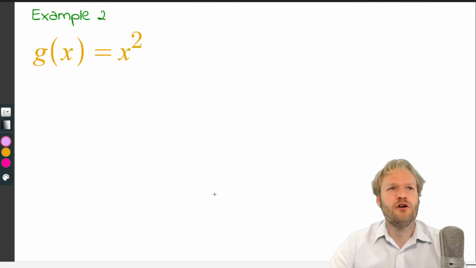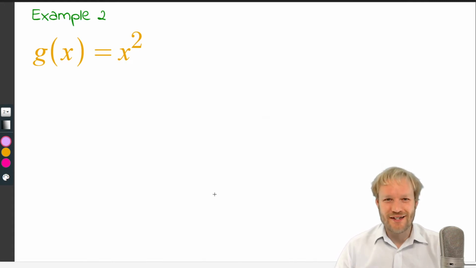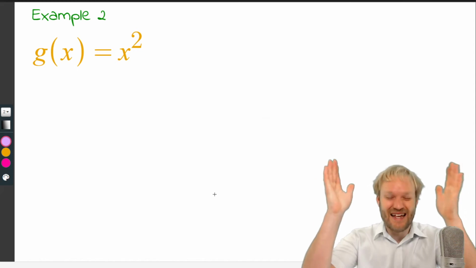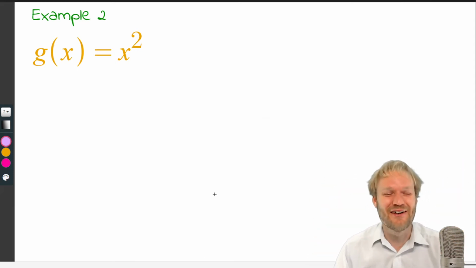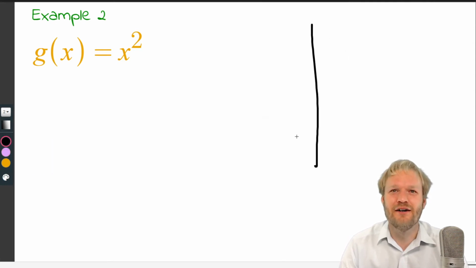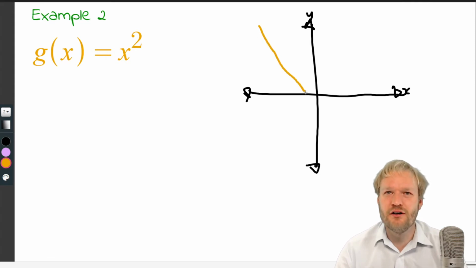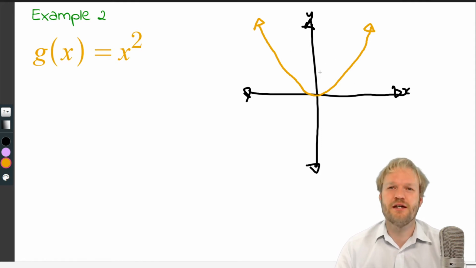Cool. Example 2. g of x equals x squared. What type of function is this? And then, of course, is it a happy or sad parabola? Okay, it's a happy one, right? So this is kind of our most basic parabola in some ways. So we know that on our x and y axes, we've got this function, and we probably already have a sense that it is a happy parabola that goes up like that. It goes through this point 0, 0.